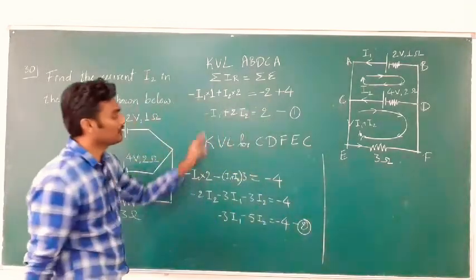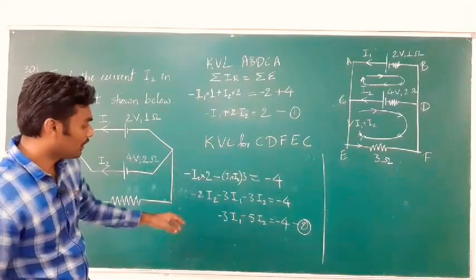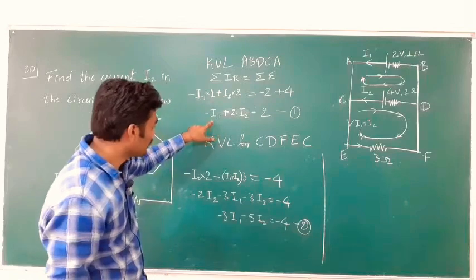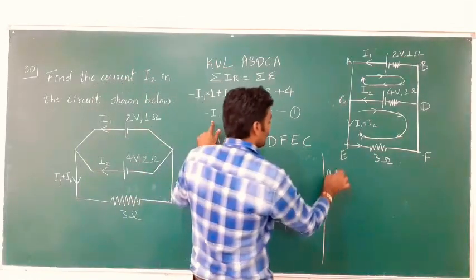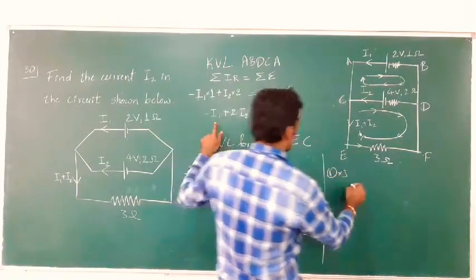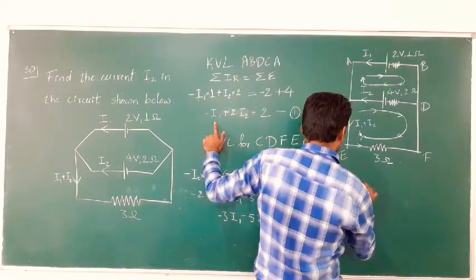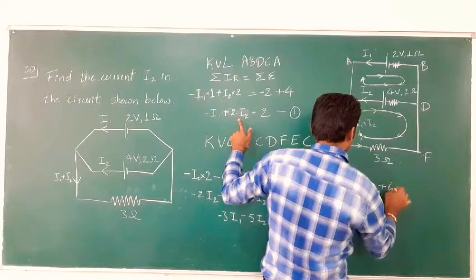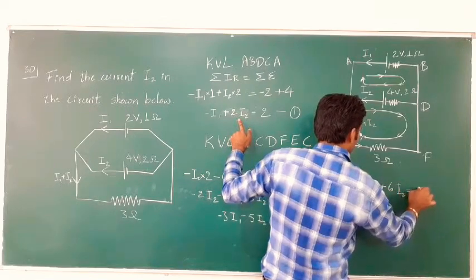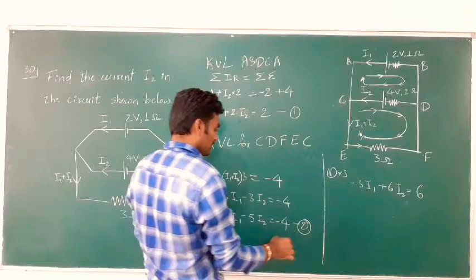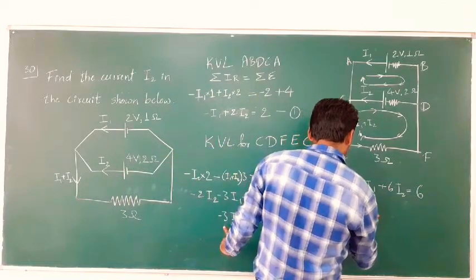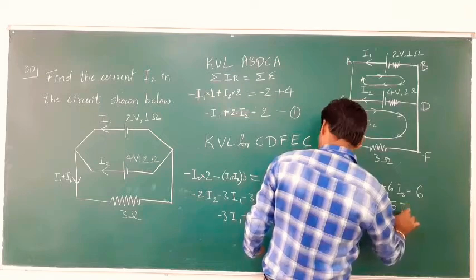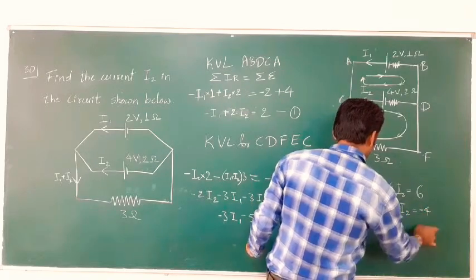Now, simplify equation 1 and 2. So, what do we have here? It is 3I1 and 5I2. Okay, let me multiply equation 1 by 3. So, multiplying equation 1 by 3, I get minus 3I1 plus 6I2 is equal to 6. And equation 2 is as follows: minus 3I1 minus 5I2 is equal to minus 4.